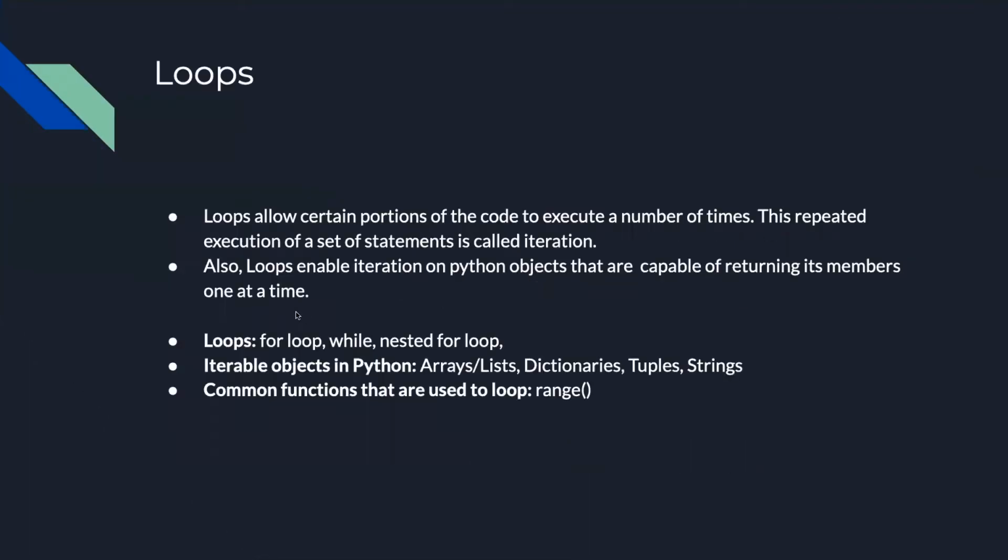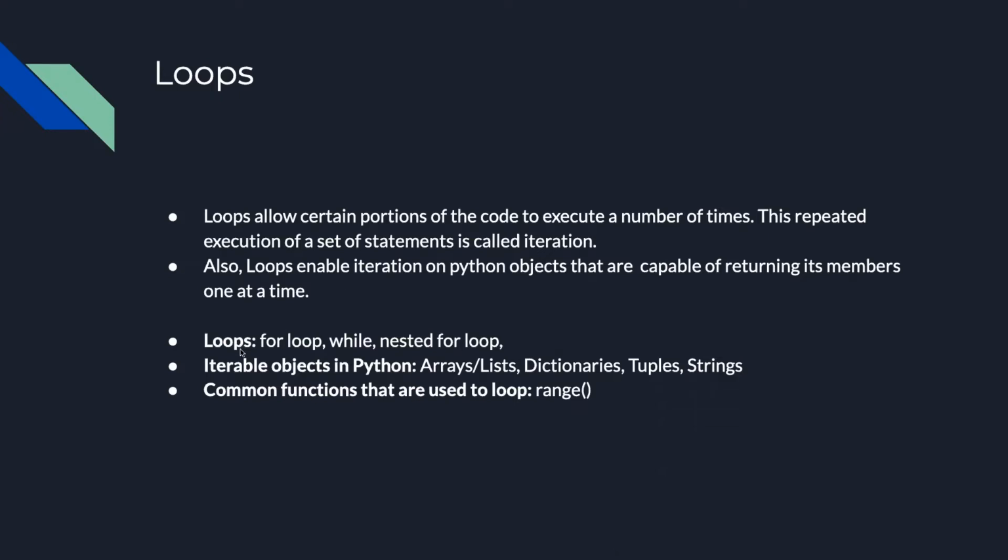All right, so today we're going over loops, iterables, and iterators, and the first thing we're going to talk about is loops. So loops allow certain portions of the code to execute a number of times. This repeated execution of a set of statements is called iteration. So basically a loop allows you to iterate a number of times over some lines of code. Loops also enable iteration on Python objects that are capable of returning its members one at a time. And those are what we call iterables. So anything that you can loop over and return its members one at a time, that's an iterable object.